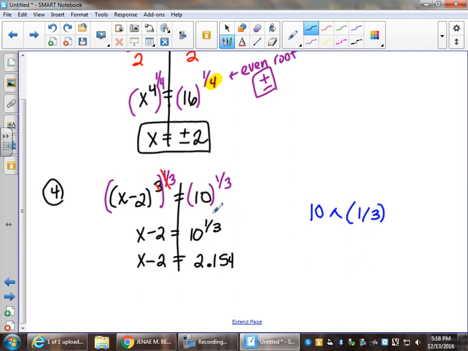No worries about evens of any kind. There's no even root or even power. So notice, no plus minus of any kind here. To finish solving for x, I'll add 2 to both sides. And I get x equals 4.154, and I'm done.